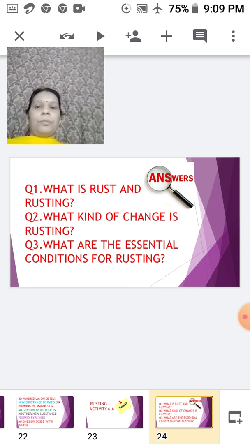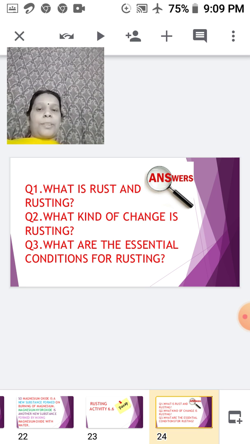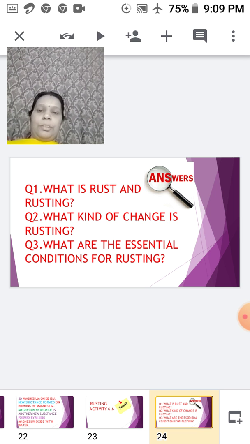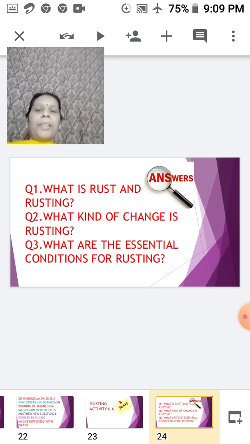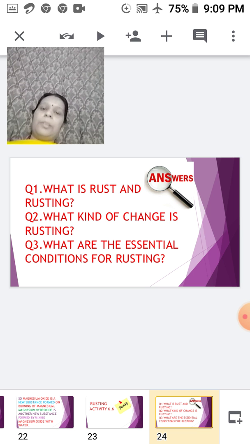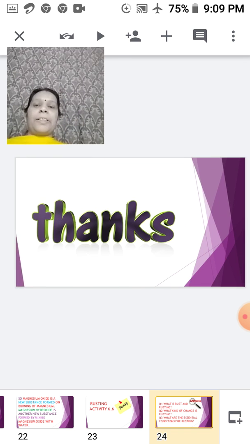Now some questions for you: what is rust and rusting? What kind of change is rusting? And what are the essential conditions for rusting? I hope it is clear to you.